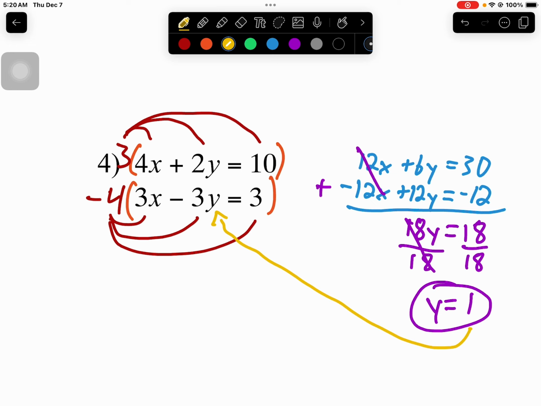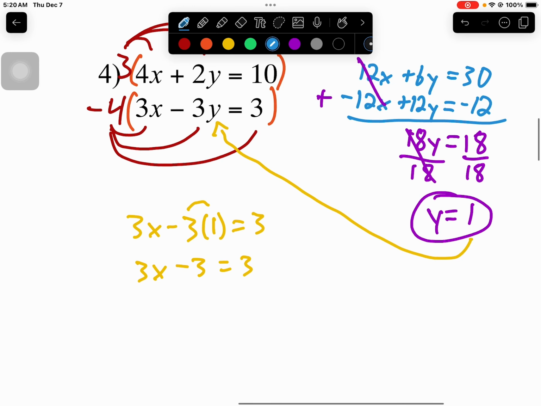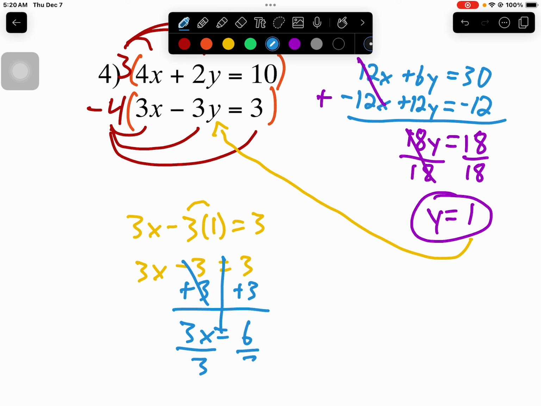Okay, so then I have, forget about the negative 4. I'm just doing the original equation. So I have 3x minus 3 times y, which is 1, equals 3. Okay, so a little quick distributing. 3x minus 3 equals 3. And then 2-step solve. So plus 3 on both sides. 3x equals 6, divided by 3 equals 2. Okay, so I got my answers.